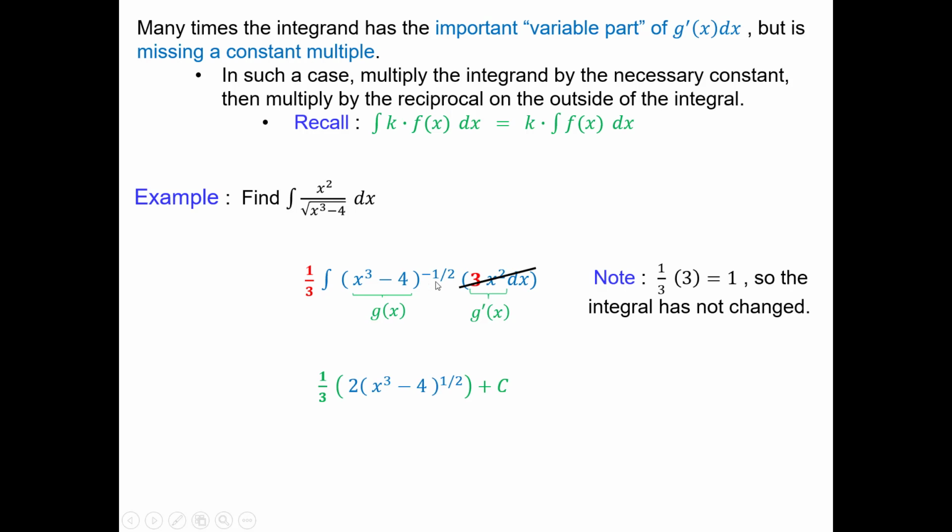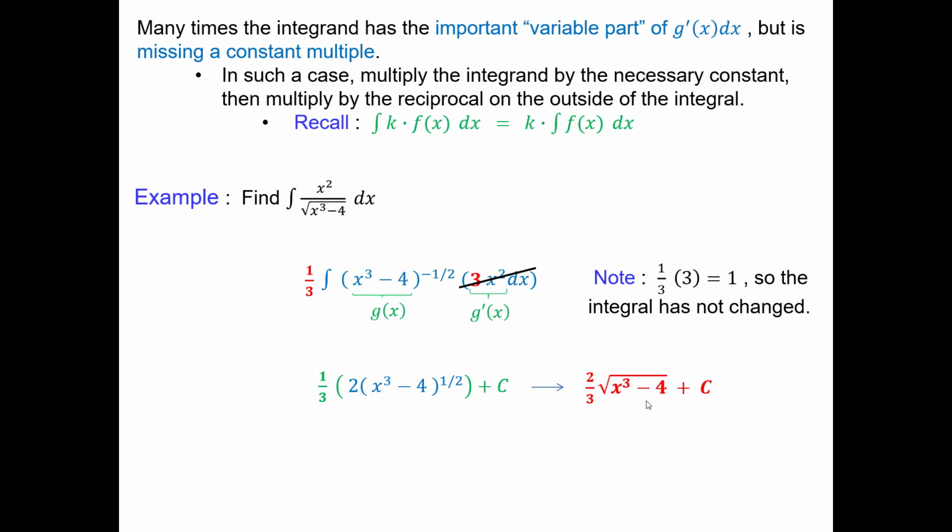So I add 1 to negative 1/2 to get 1/2, and I multiply by the reciprocal, which is 2. So this turns out to be the integral of the function, except remember that there's an extra 1/3 on the outside, which gives me 2/3 times that square root of x cubed minus 4, plus c.